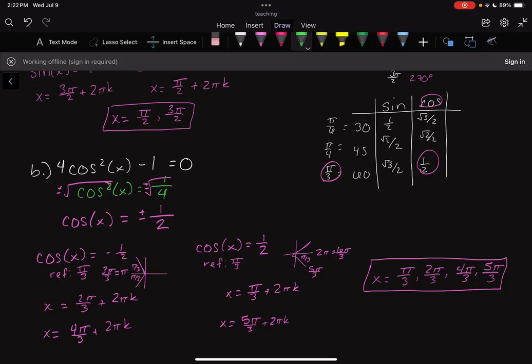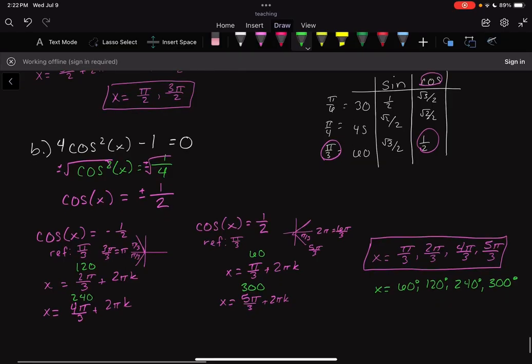If you check this out in degrees, not radians, since we did radians, in degrees that would have been 120, this would have been 240, this would have been 60, and this would have been 300. So in degrees, this would have been 60 degrees, 120 degrees, 240 degrees, and 300 degrees. So those are some examples of using the square root property.